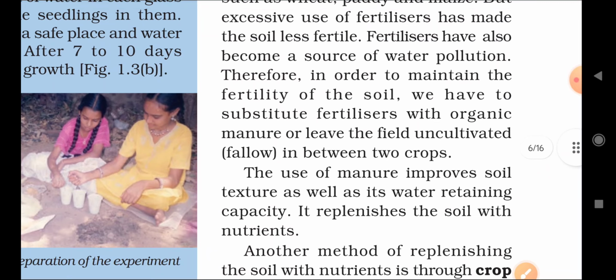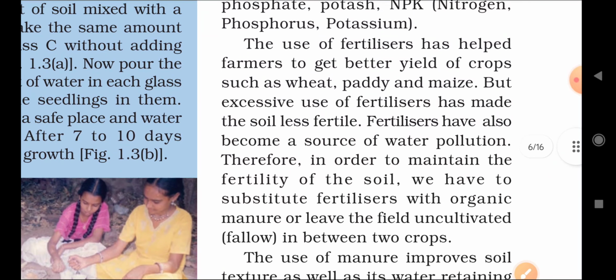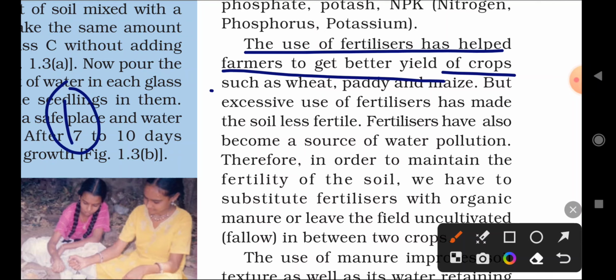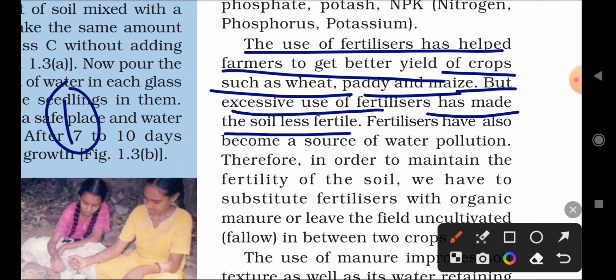The advantages of fertilizers are very large, but the major disadvantage is that it will cause some soil pollution. That is the major thing. The use of fertilizers has helped farmers to get better yield of crops such as wheat, paddy, maize, but excessive use of fertilizers has made the soil less fertile.